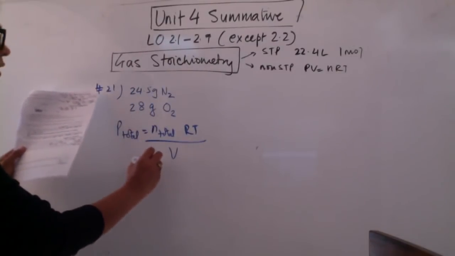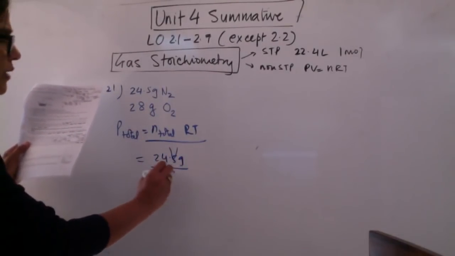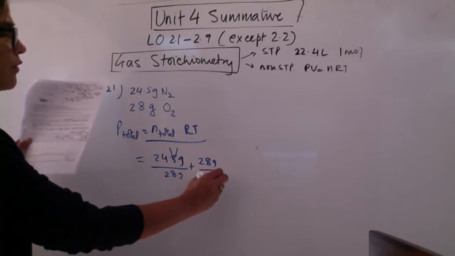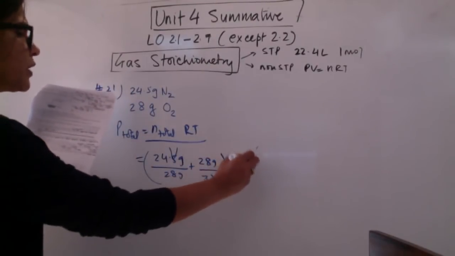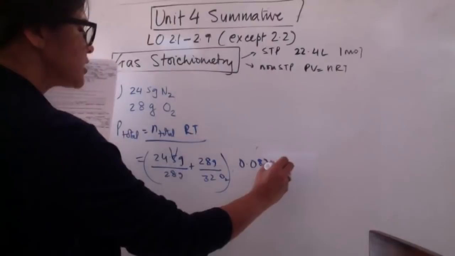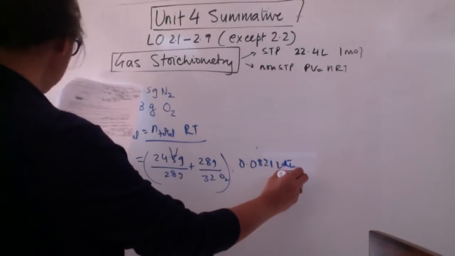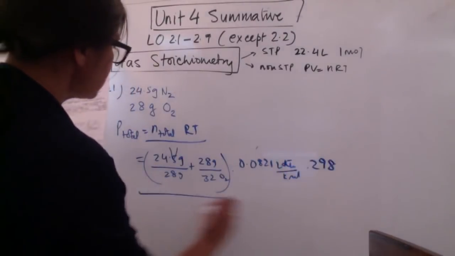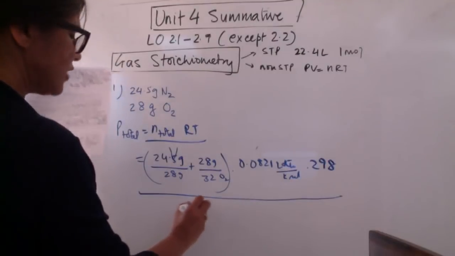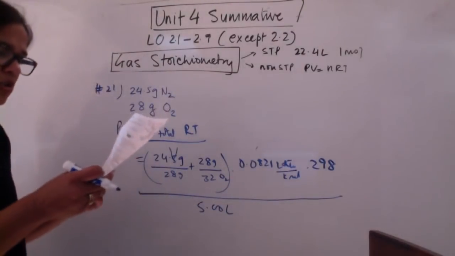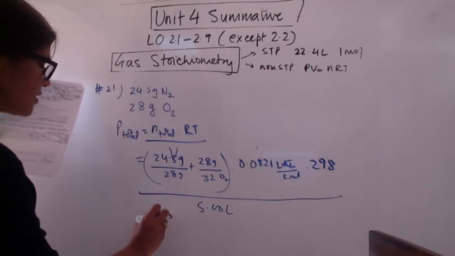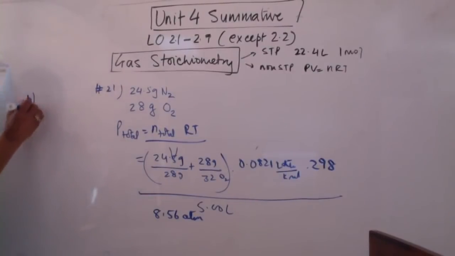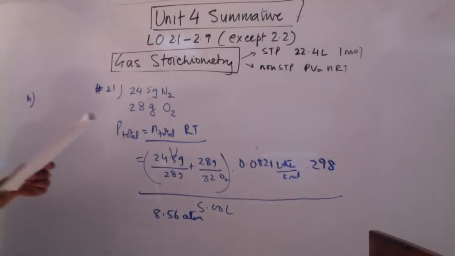So the total moles will be 24.5 grams divided by 28 for nitrogen, plus 28 divided by 32 for oxygen. And then R is 0.0821 liter atmosphere per Kelvin mole. Temperature is 298 and volume is 5 liters. When you solve it, then you should get 8.56 atm.